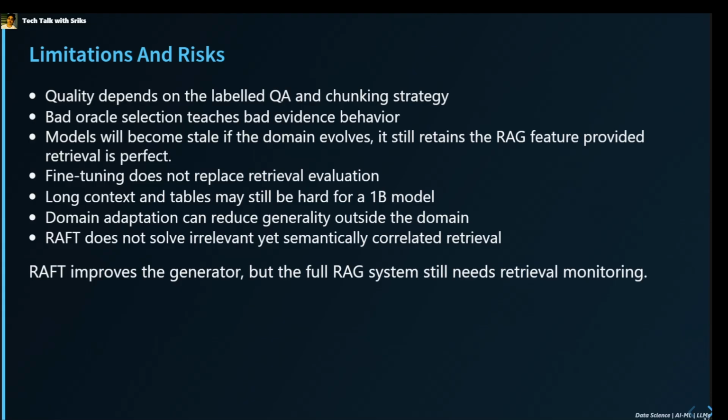So RAFT does not solve irrelevant yet semantically correlated retrieval. Like I mentioned in the last failure, example 3, if your retrieval is semantically correlated or lexically related, it may still think that this is the right document and ground the response to that particular context. It won't be able to identify that it's an incorrect retrieval. RAFT will not be able to help if the retrieval itself is incorrect.